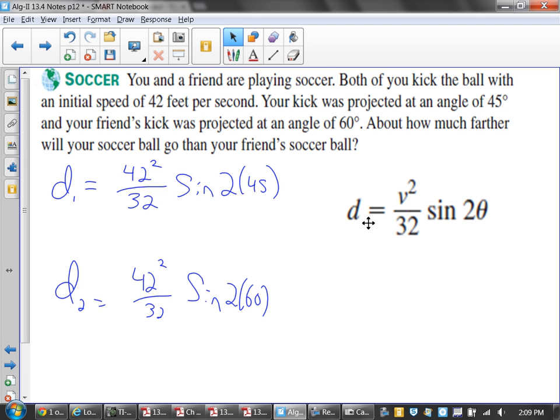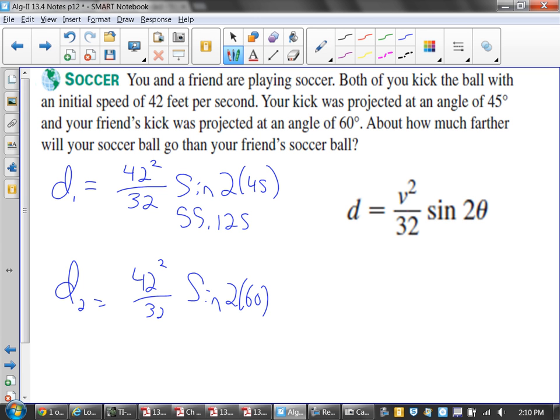So I can just do a quick little alpha y equals, create my fraction, 42 squared over 32 times the sine of 90, and I get 55.125, we'll call that feet. It's not very far. That sucks.